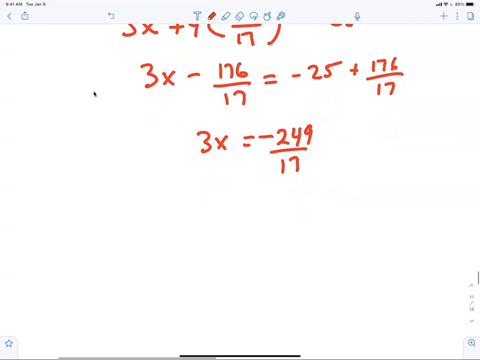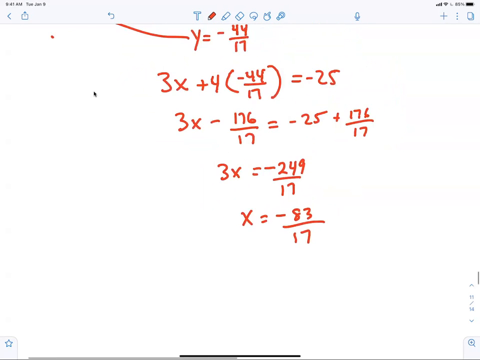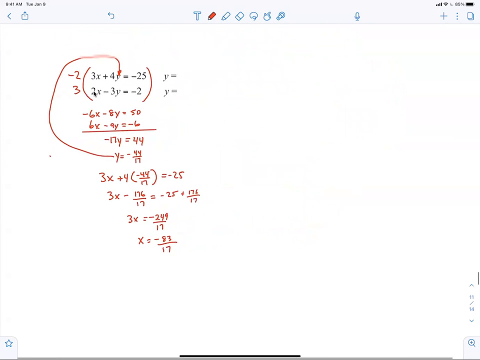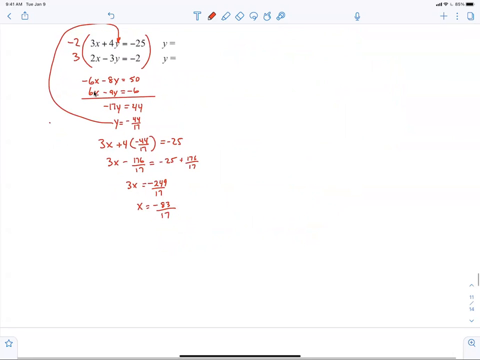Right, there we go. All right, now we divide everything through by 3, and I won't be wrong on that. Uh-oh. -83 over 17. Is that right? All right, so now we have our solution, which is -83 over 17, comma, -44 over 17. That was kind of annoying.